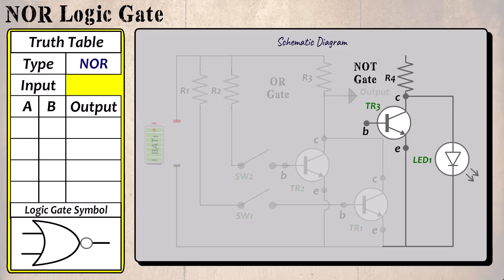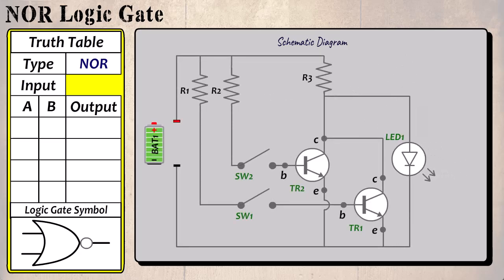As before in our NAND gate, we can remove the extra transistor and connect our indicator LED directly to the output of the OR gate. Let's check on the operation of this gate.